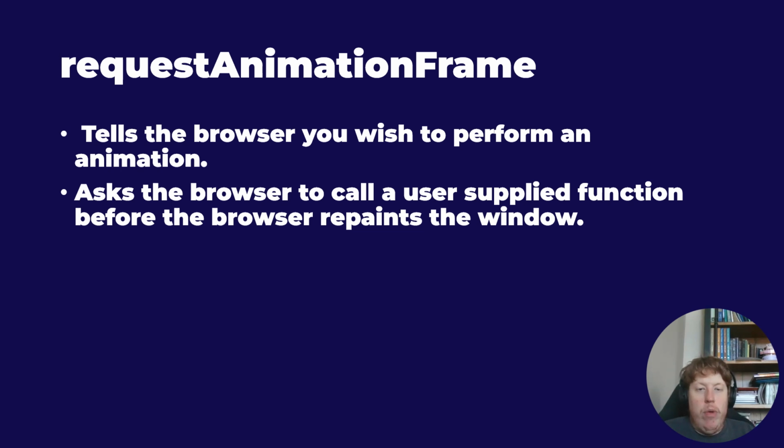In this tutorial, we're going to use the requestAnimationFrame function. This function tells the browser you wish to perform an animation and asks the browser to call a user-supplied function before the browser repaints the window.